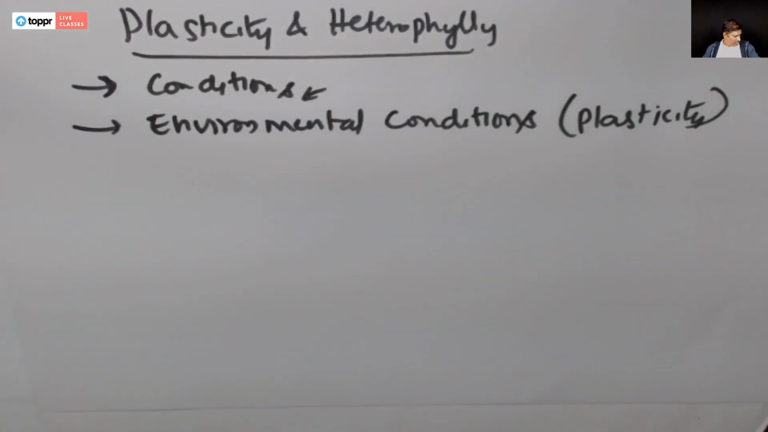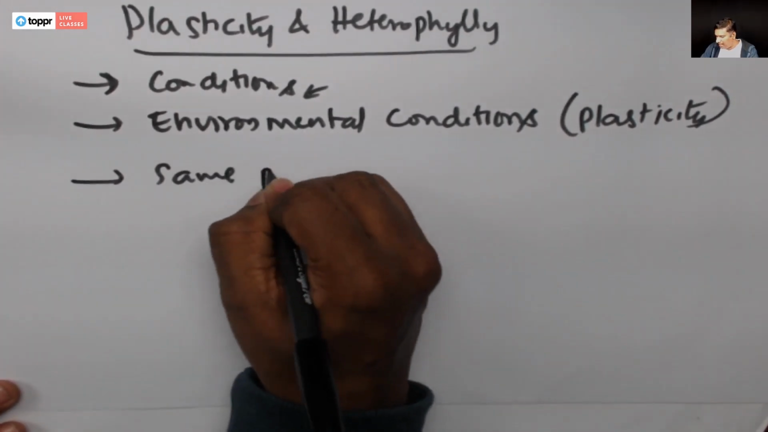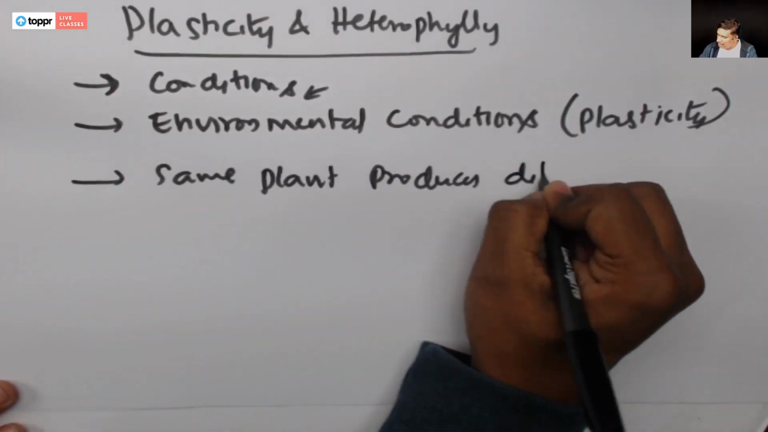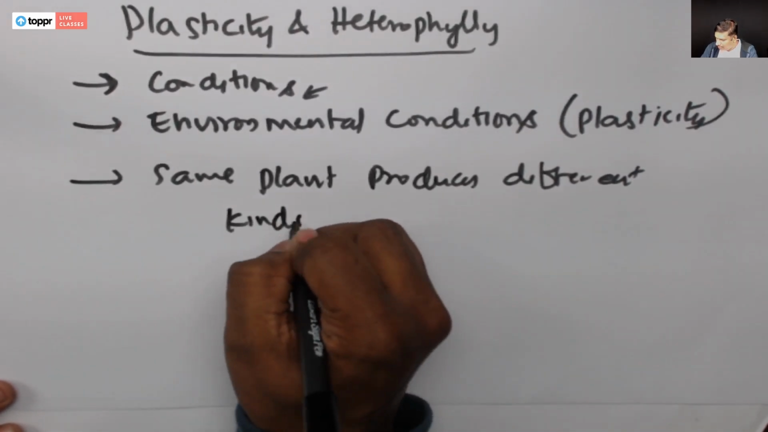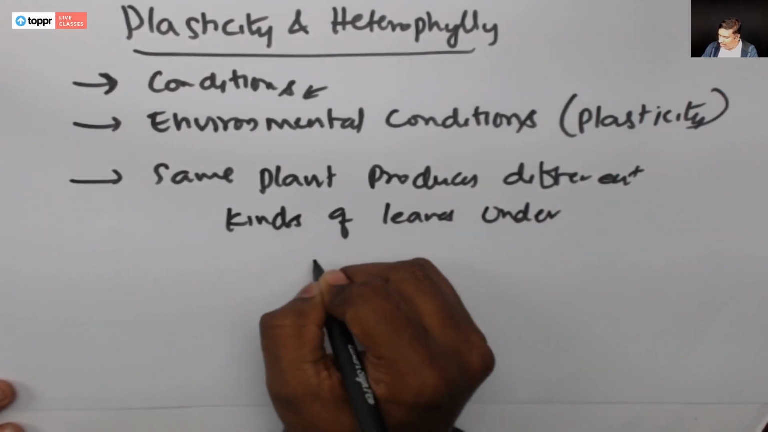Now what is heterophily? Heterophily is where the same plant produces different kinds of leaves under different conditions.